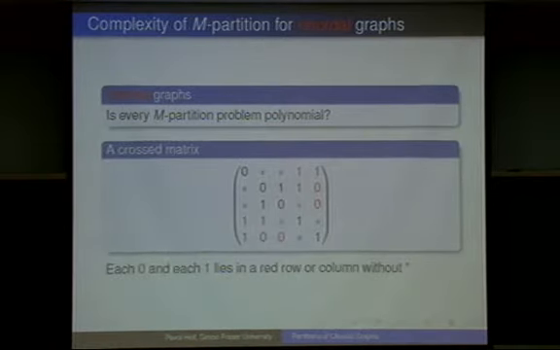All right, there is actually a class of matrices I would like to describe.